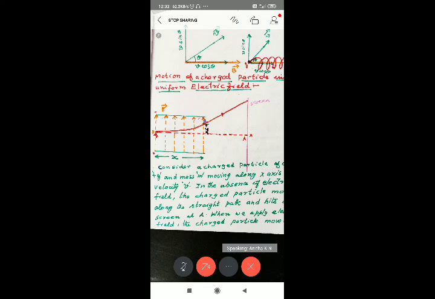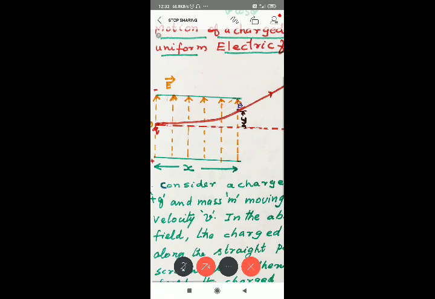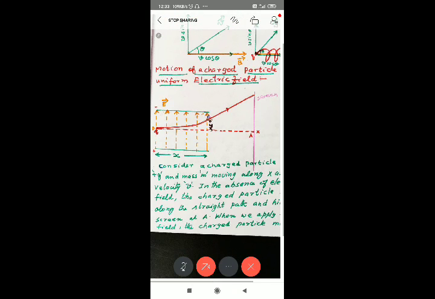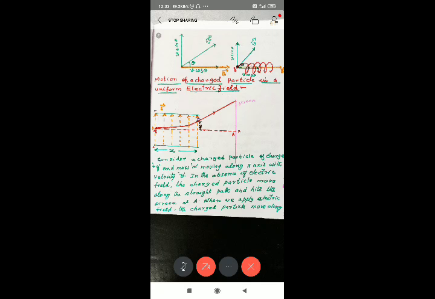How much distance does it move in the field? It covers a linear distance x in the electric field, and y is the displacement in the y direction. Let us calculate the force and also y, using y equal to ut plus half at square. A equal to F by m, F equal to QE, so a equal to QE by m. All such things we have to calculate. Next page.